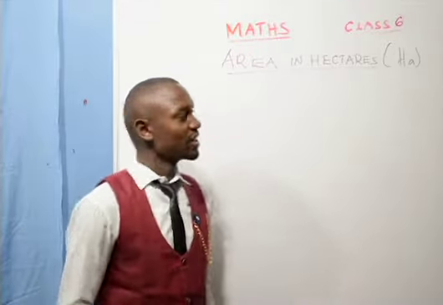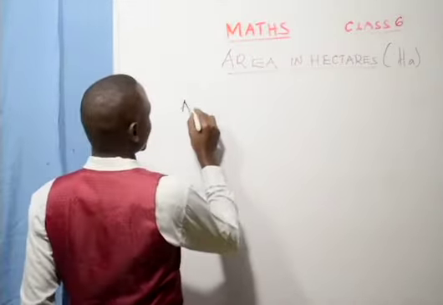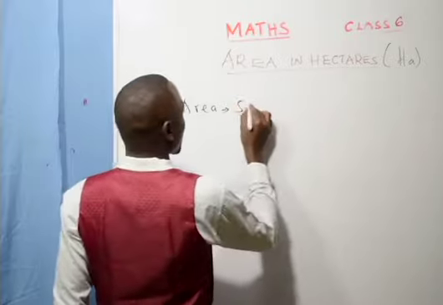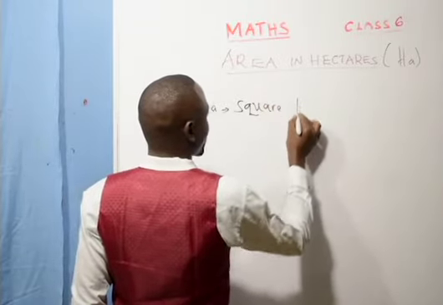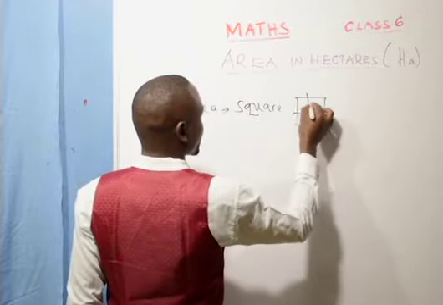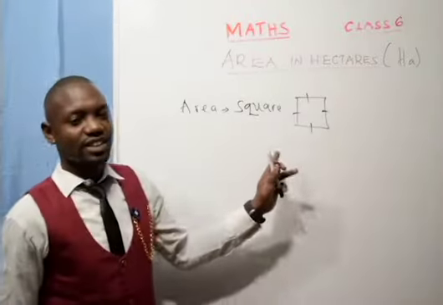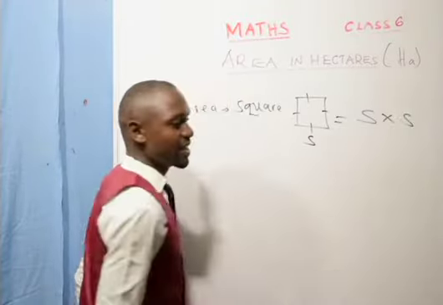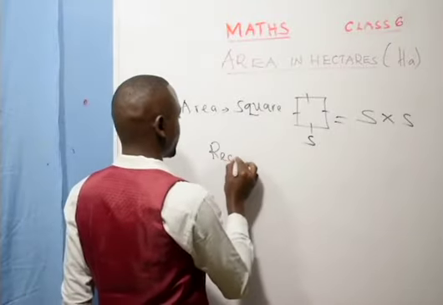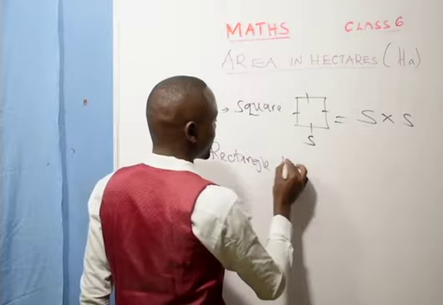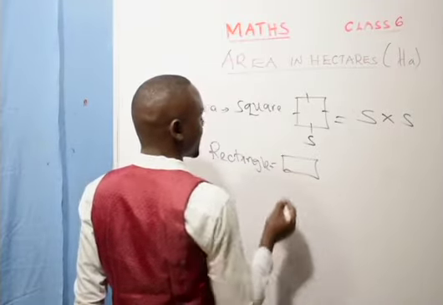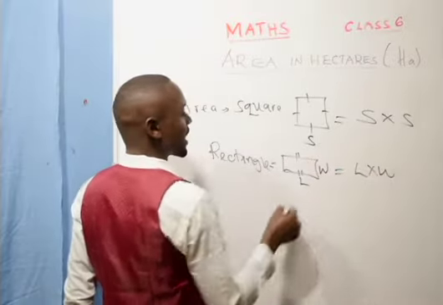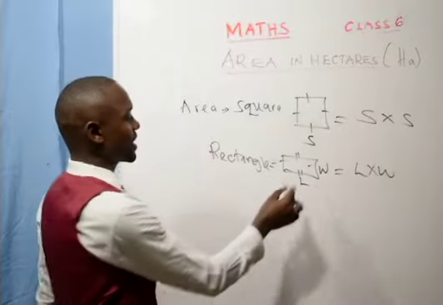In the previous lesson, we looked at areas of squares and rectangles. A square is a figure with all sides equal. So the area of a square is given by side times side. And the area of a rectangle, a figure with length and width, is equal to length times width, with opposite sides equal and parallel.